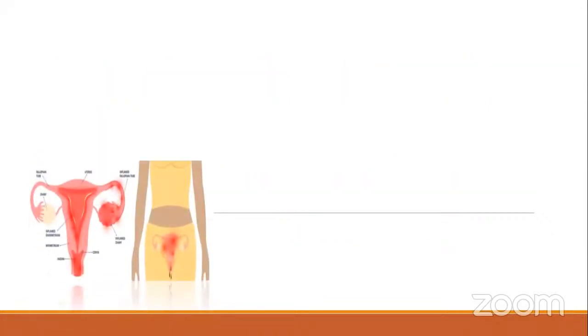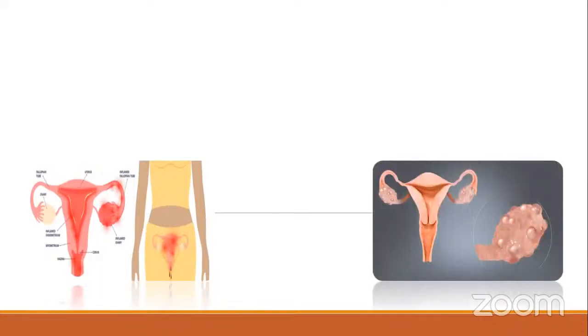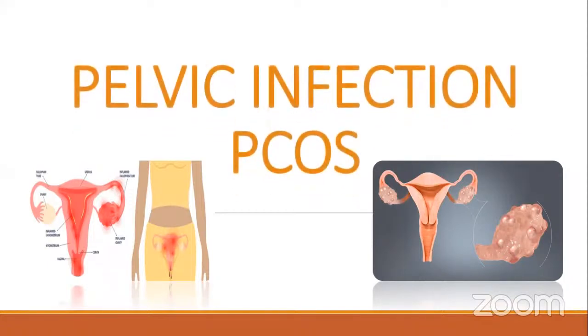One is related to, as you can see, the redness marked around the female genitalia. So one is related to infection and inflammation. The other one is related to, you can see, the cysts. Both of these topics are very important with respect to competitive examinations. So one is related to the infection and one is related to the cyst. The topic is pelvic infection and PCOS, polycystic ovarian syndrome. So let's see one by one what it is.